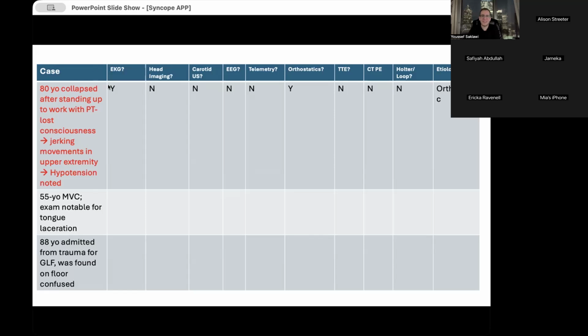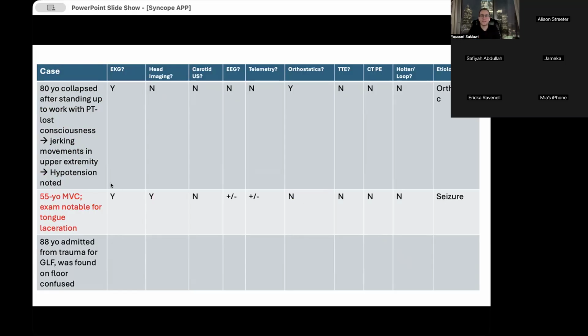So you would get an EKG for sure. Head imaging, probably not unless they have a deficit or they hit their head. Carotid ultrasound, no. EEG, no. Tele plus minus, you could get it. Orthostatics, definitely. CTE, no need. CTPE, no need. Holter, loop recorder, no need. And we thought this was orthostatic. Second one, we thought it was a seizure.